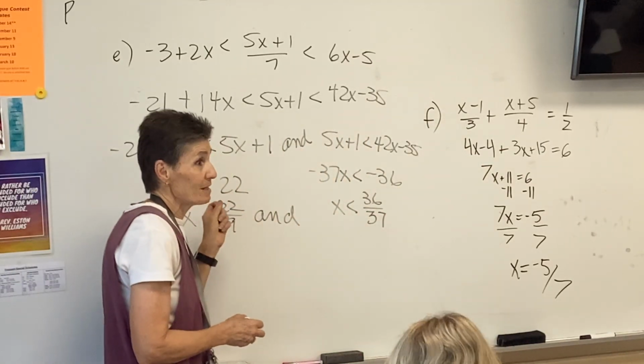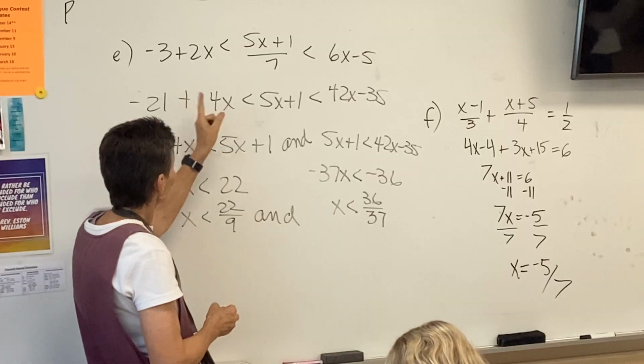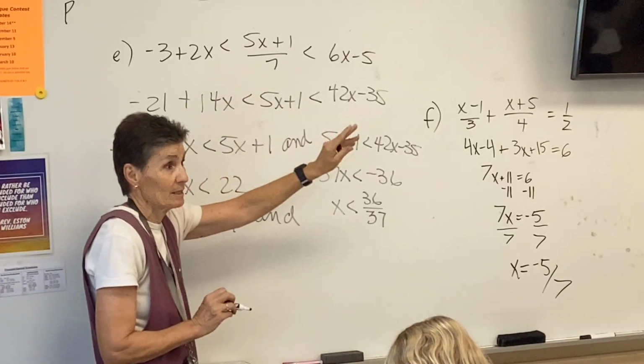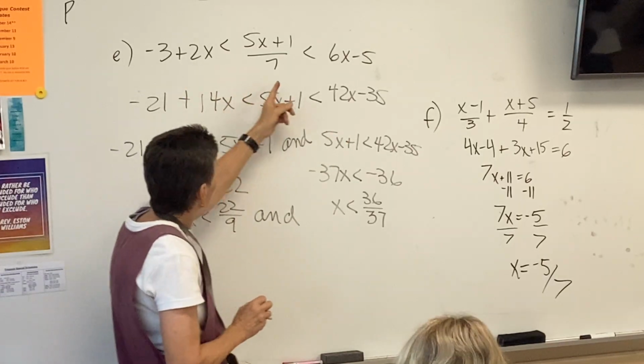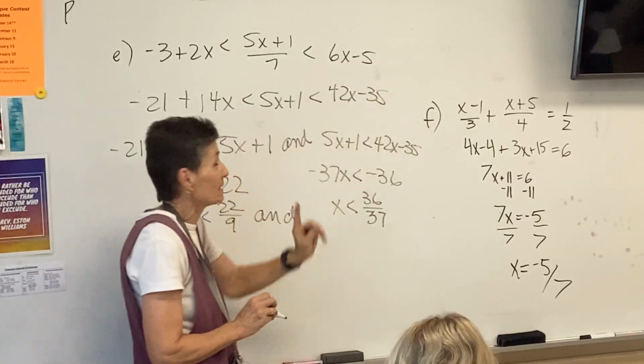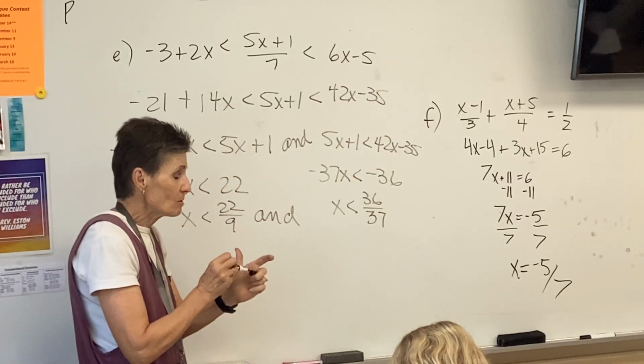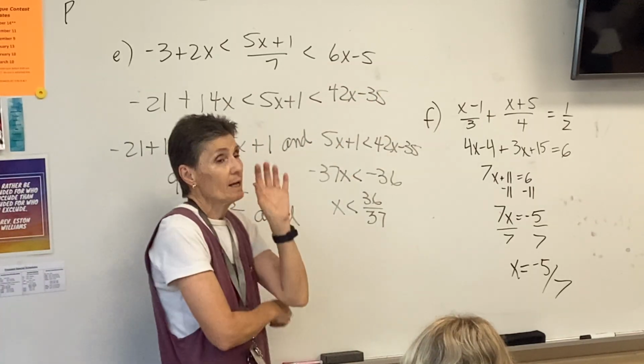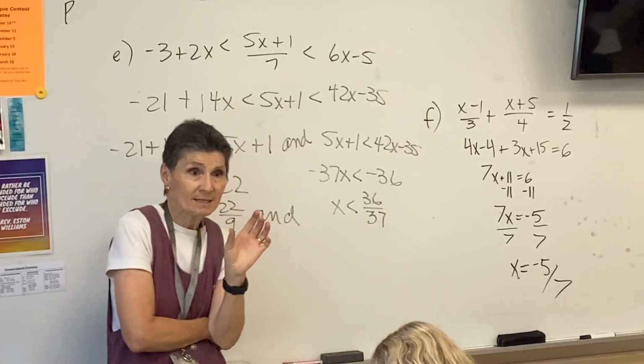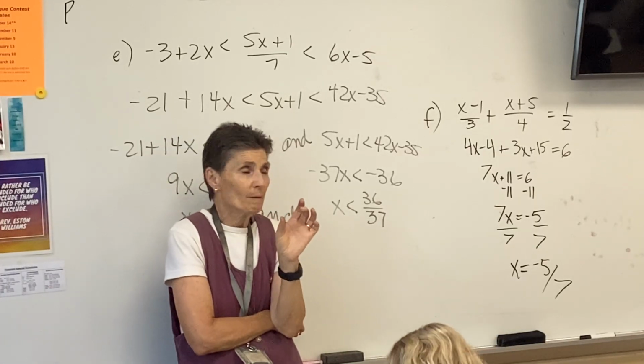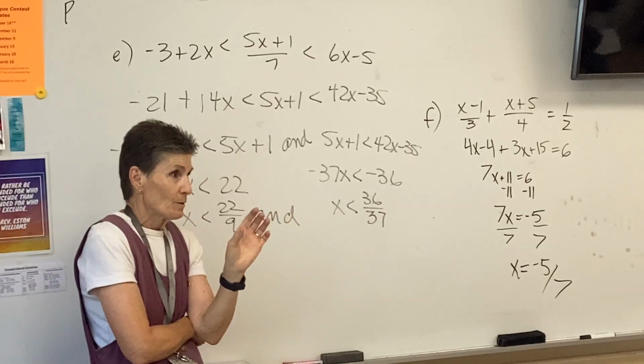E is a little bit different. I started out by multiplying everything by 7. Does that make sense to you if I multiply everything by 7? Now, here's the deal. I would love to be able to get that x by itself in the middle of the problem, but it isn't going to be possible.